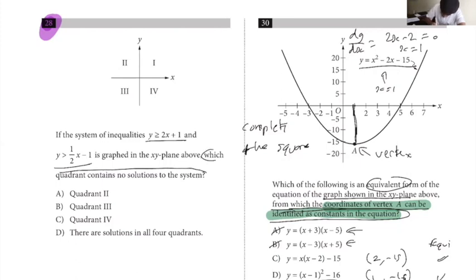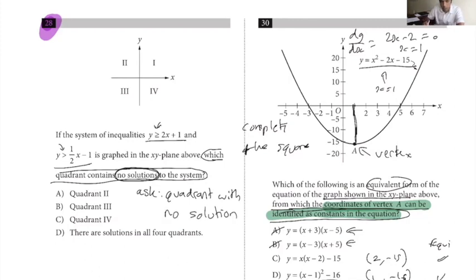The ask was, which quadrant contains no solutions to the system? Nice. Thank you for identifying the ask. Also, I think it's important to note that the inequality signs are different here. And then the ask is, which quadrant contains no solution? The important part is no solution here. So the ask is the quadrant with no solution. All right, perfect. Then what did you do?